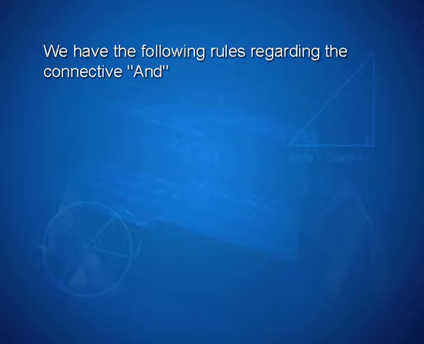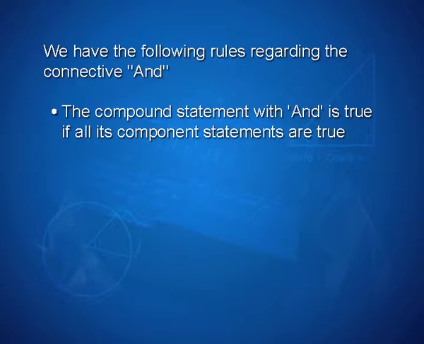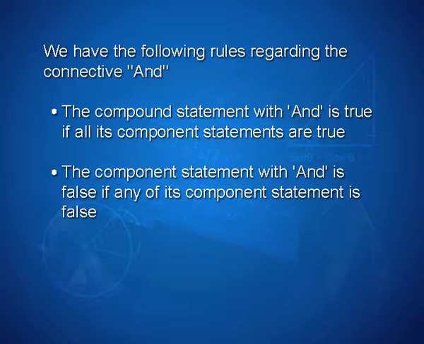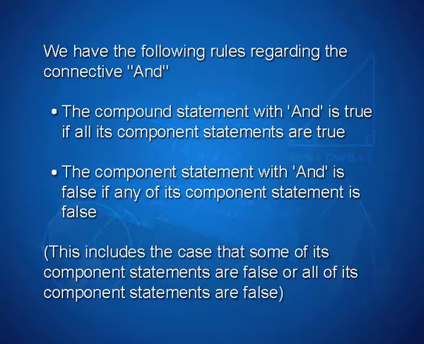We have the following rules regarding the connective "and". First, the compound statement with "and" is true if all its component statements are true. Second, the compound statement with "and" is false if any of its component statements is false. This includes the case that some of its component statements are false or all of its component statements are false. Let us look into an example to understand this.